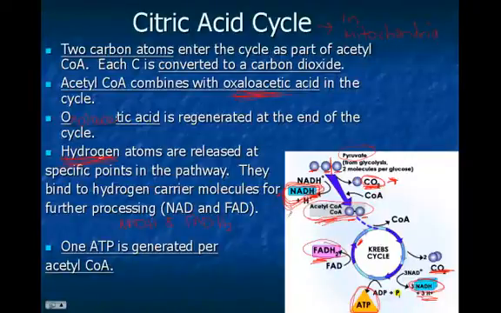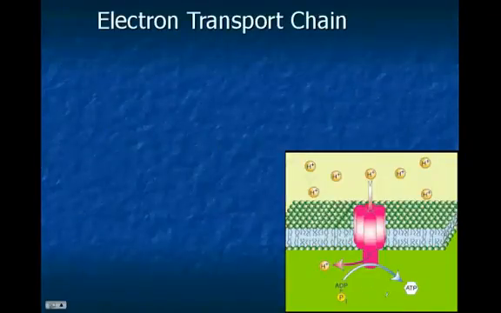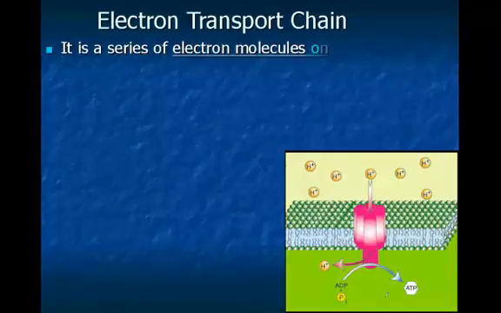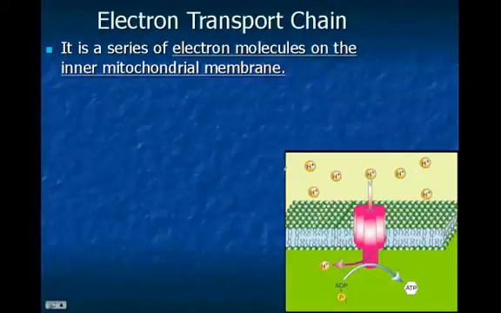But now you have to keep in mind that most of our energy is wrapped up in these carrier molecules, these hydrogen or electron carrier molecules. So now let's talk about how we get the energy out of those. And that's where the electron transport chain comes in. Just like the Krebs cycle was inside the mitochondria, the electron transport chain is also inside the mitochondria. And it's actually on the inner mitochondrial membrane. So literally, this would be the inner mitochondrial membrane, and this would be the matrix in here.